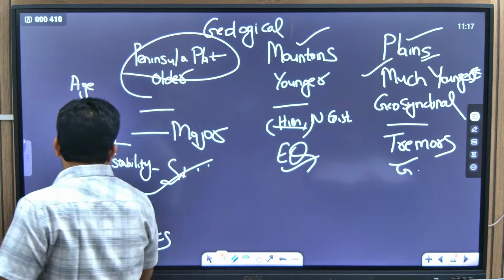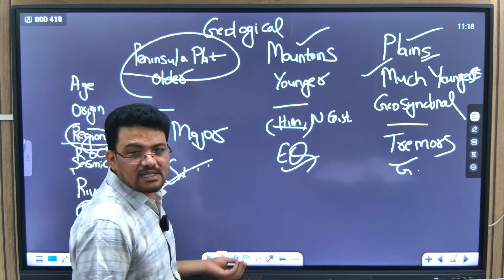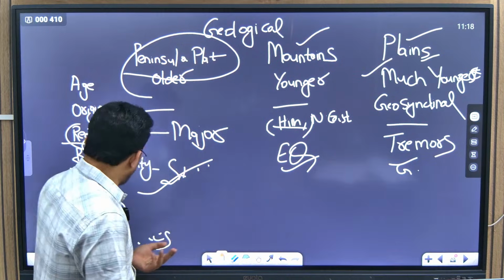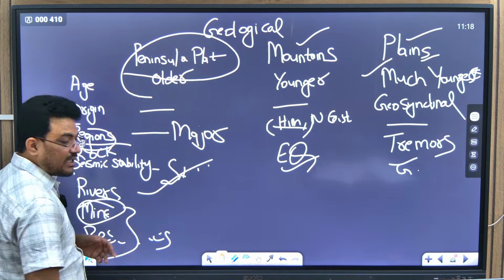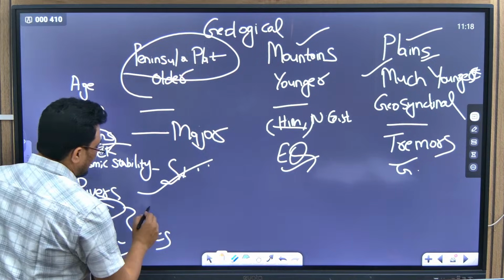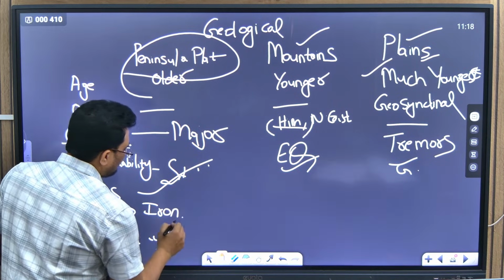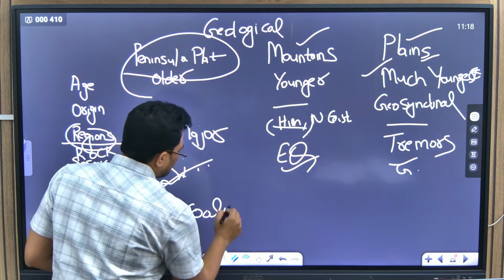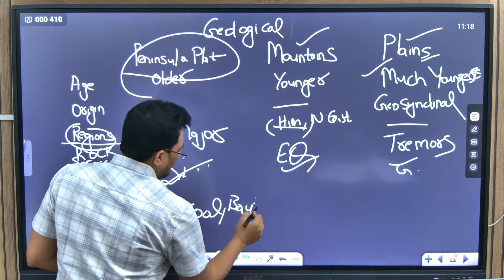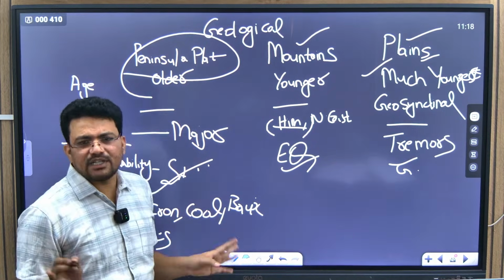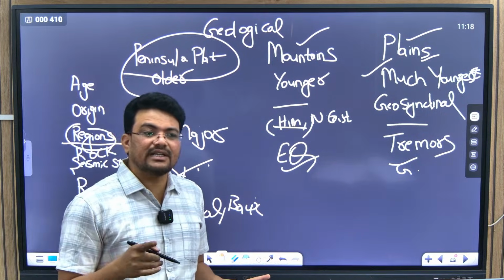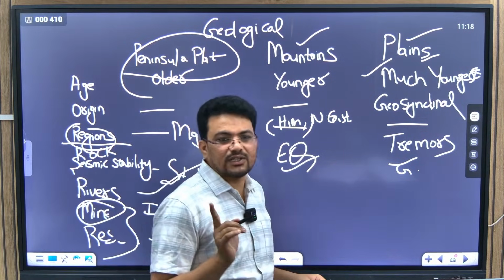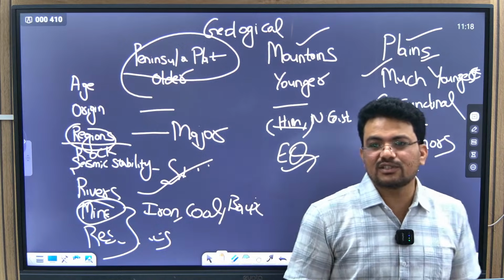So minerals are there, right? Rather than calling them minerals, we would call them resources, because most of the iron ore, coal, bauxite, almost all the minerals are in the peninsular plateau only. It contains Jharkhand, Odisha, Chhattisgarh, all these regions. So they are part of the peninsular plateau.